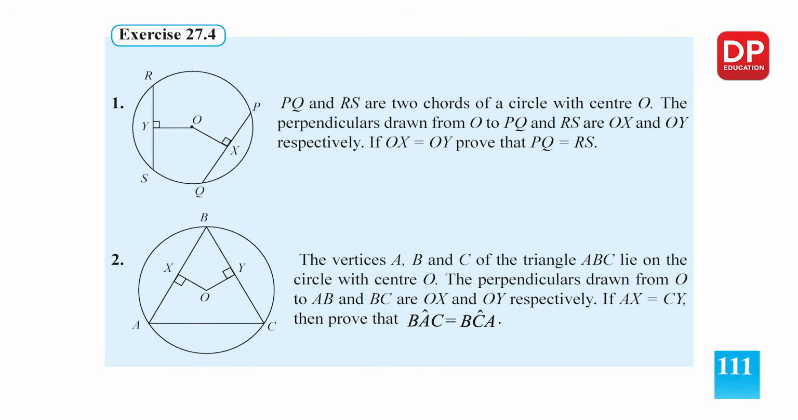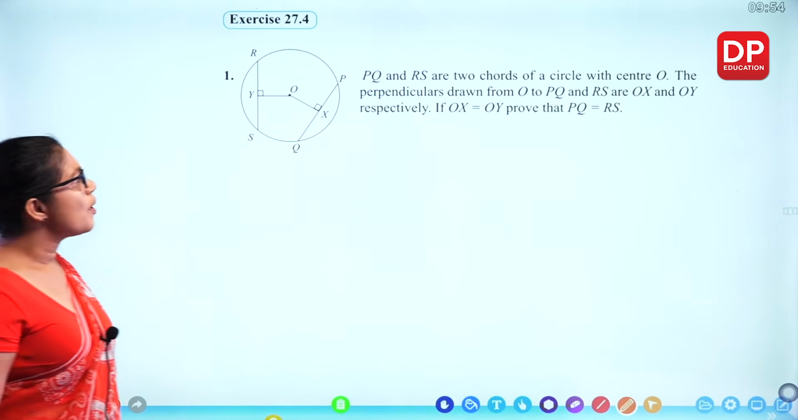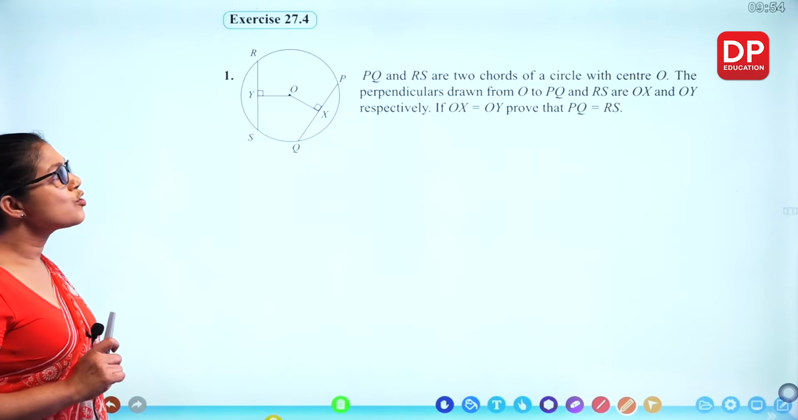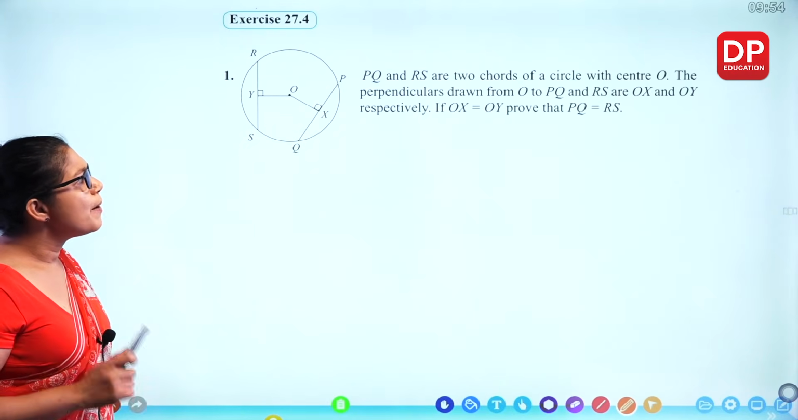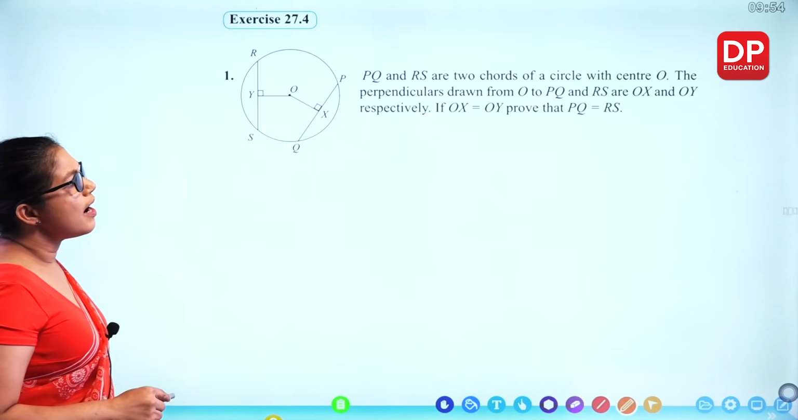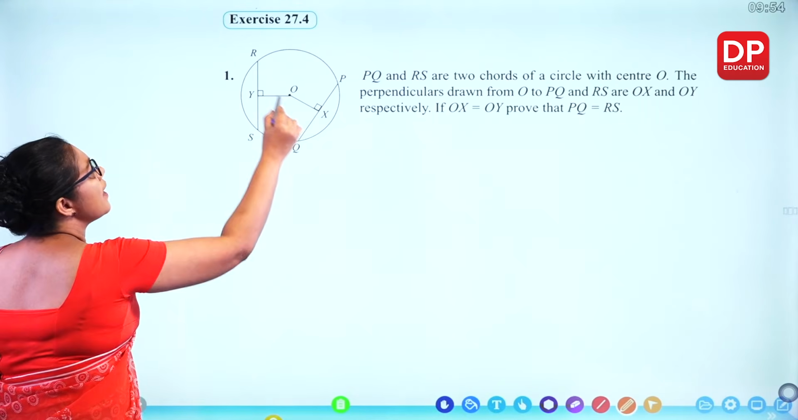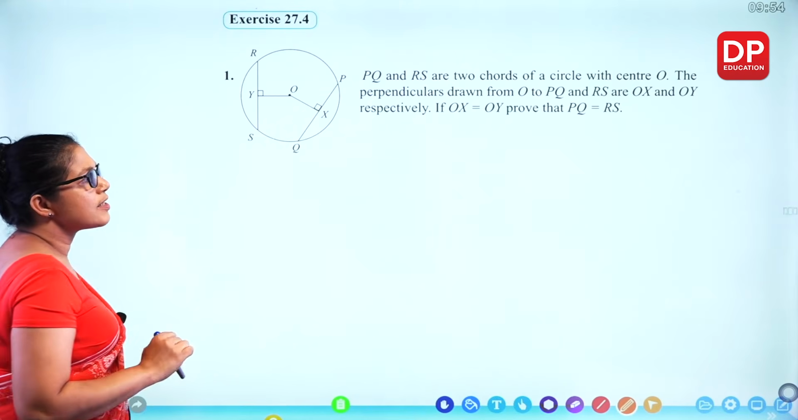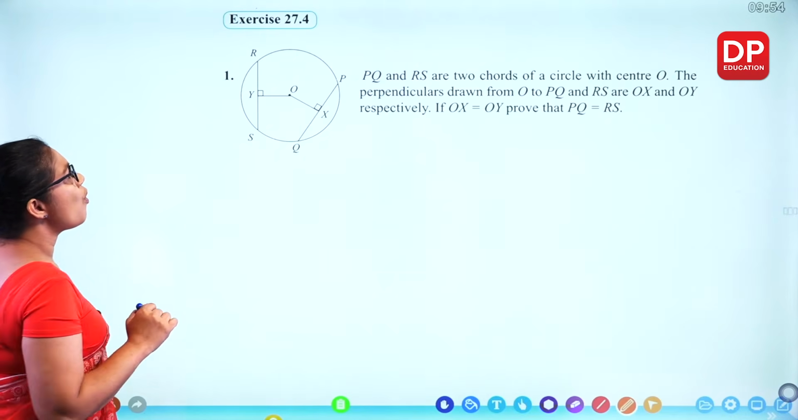Now we'll look at exercise 27.4 and the first question. So what it says, you have given a diagram. PQ and RS are two chords of a circle with center O. So center is O. The perpendiculars drawn from O to PQ and RS are OX and OY. Here these are the two perpendiculars. So here also already marked 90 degrees. It says if OX is equal to OY.